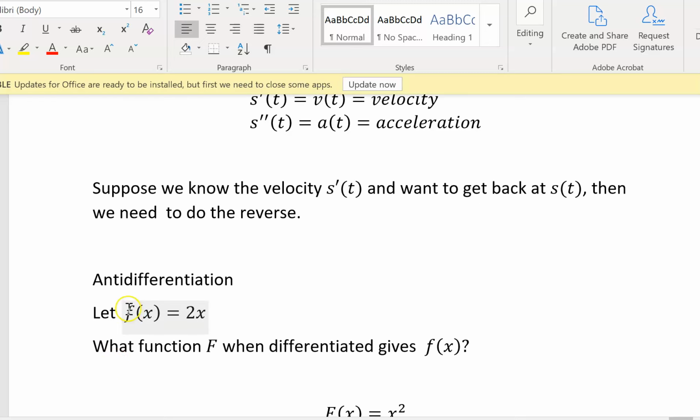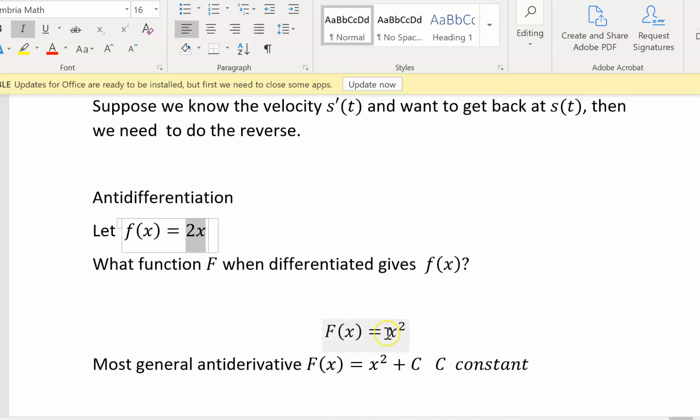Suppose we have a function f of x equal to 2x, and we want to find the antiderivative of that. So we are asking, what function will give you 2x when you differentiate it? Well, clearly, x squared. The derivative of x squared is 2x, so therefore x squared is an antiderivative of 2x.